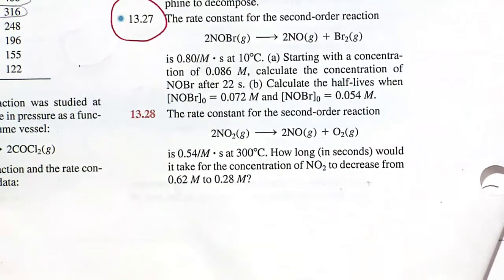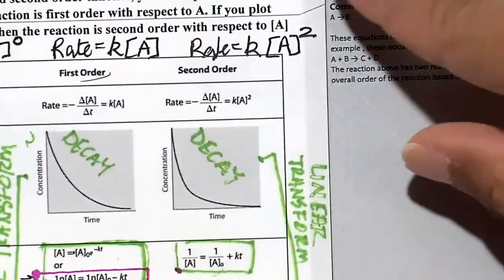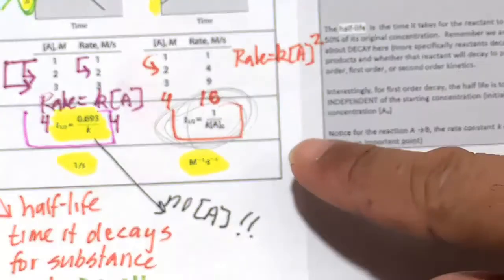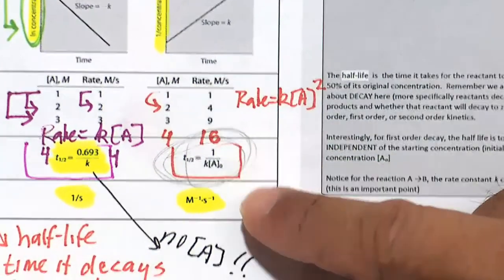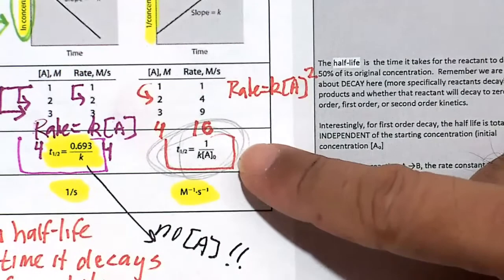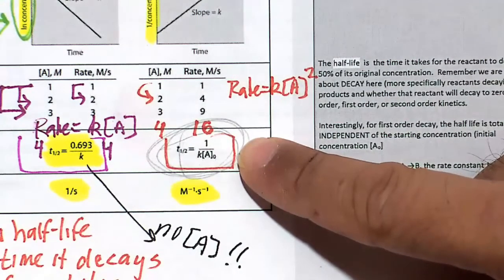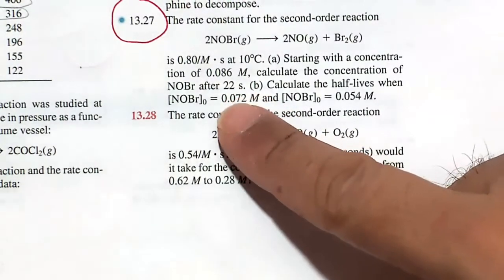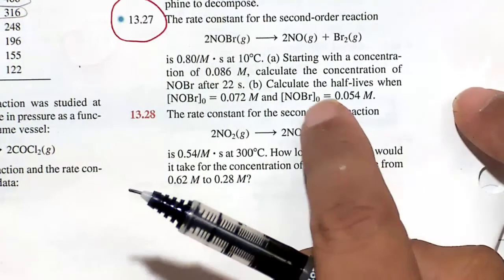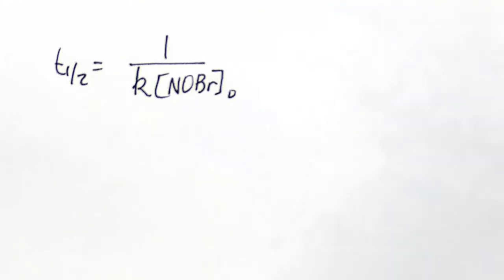So again, let's look at our little cheat sheet here. The half-life for a second order reaction. Okay, second order. These are the units for the rate constant lowercase k. Half-life is 1 over the rate constant k times the initial concentration. Well, they gave us the initial concentration for this one, and then we've got to solve it for the other one as well. So our half-life for second order decay is this equation.